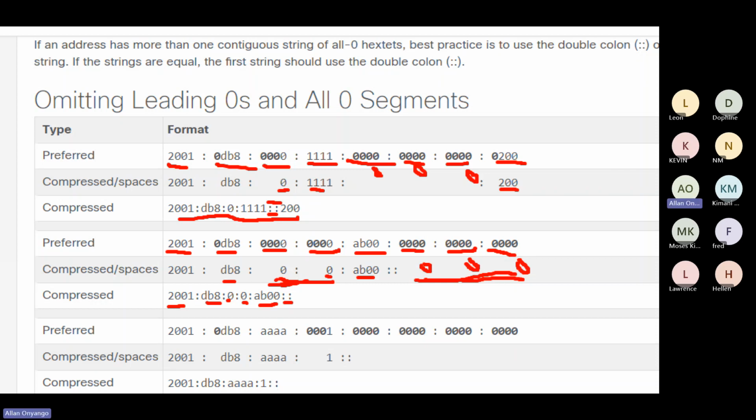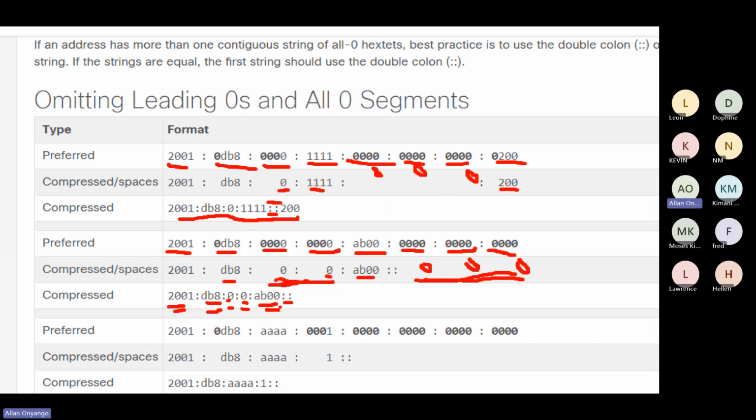Now, do you know what the machine does when it sees the double colon? The machine knows that there's supposed to be 8 parts, isn't it? So the machine sees here and says, these are 1, 2, 3, 4, 5. The machine can only see 5 parts, isn't it? And there's a double colon at the end there. If we can see 5 parts, how many parts are remaining for it to be 8? 3 parts. The machine knows it's going to fill 3 more parts with zeros.